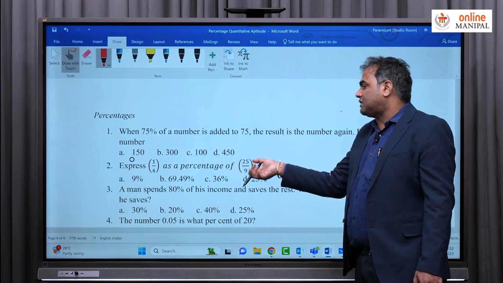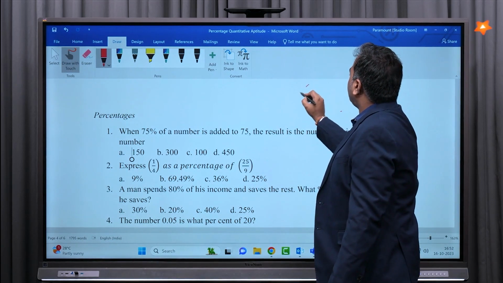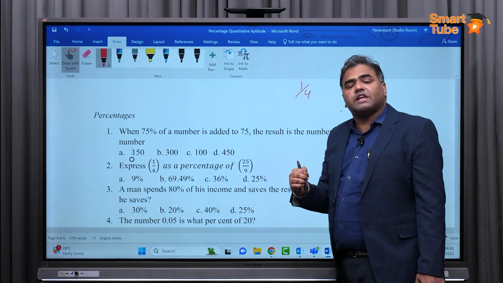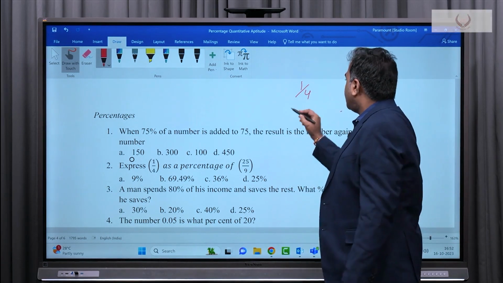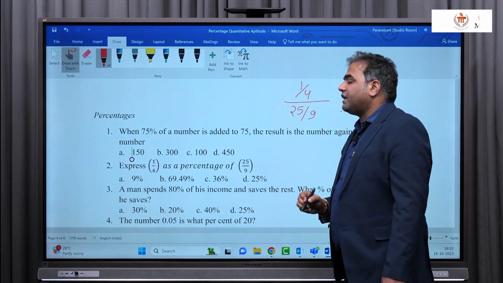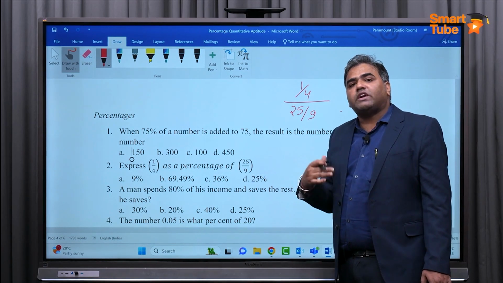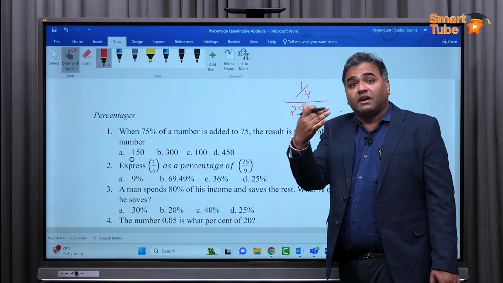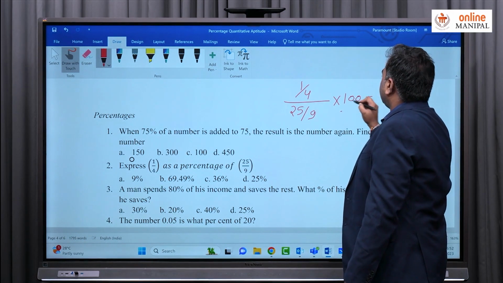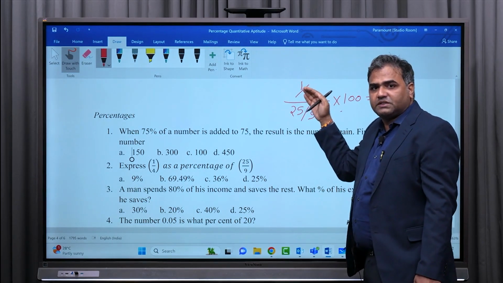Express 1 by 4 as a percentage of 25 by 9. So here what you need to do, you have to express 1 by 4. Your fraction is 1 by 4. This fraction you have to express in terms of 25 by 9. Okay, this you need in terms of percentage. So when we need the value in terms of percentage, I have to multiply with 100. So I will multiply this with 100. So can I bring 4 down? If I bring 4 down, 9 will go up. Everyone understand this fact, right?